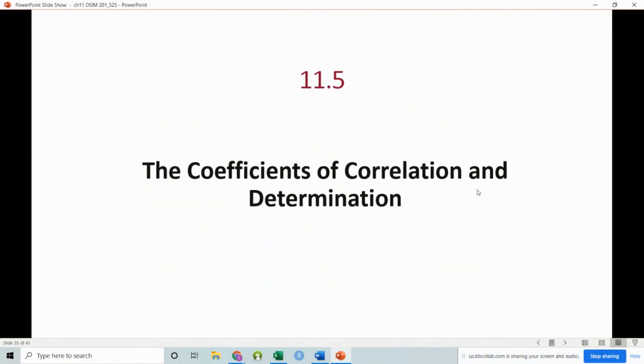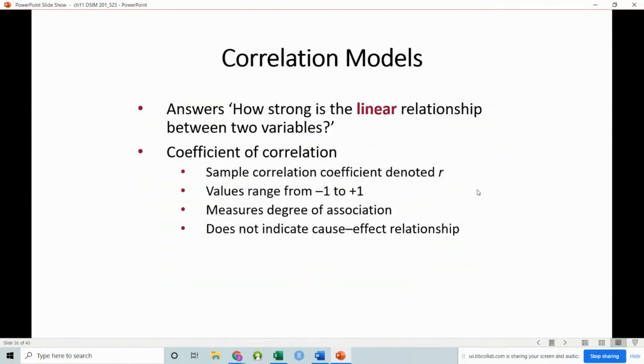Okay, so now let's talk about the coefficient of determination and correlation in general. So correlation answers the question of how strong is the linear relationship between two variables. Correlation is denoted by the lowercase r if based on a sample, and as the Greek letter rho, which kind of looks like a P, for a population.